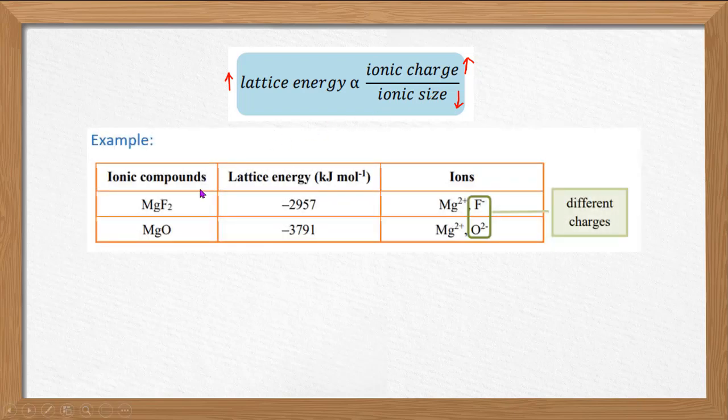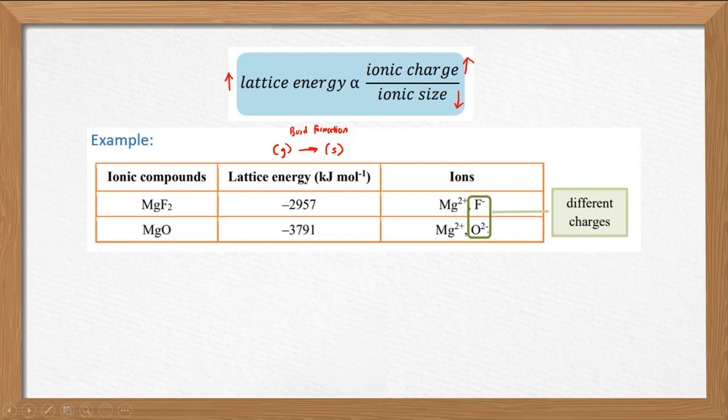For the first example, you are given the ionic compounds magnesium fluoride and magnesium oxide. Based on their lattice energy, we have a negative sign. This negative sign refers to bond formation, which is from gaseous into solid. Remember, a negative sign means release of energy. Comparing the ions that exist in the ionic compounds here, we have Mg2+, similar for both, and then we have F- and O2-.